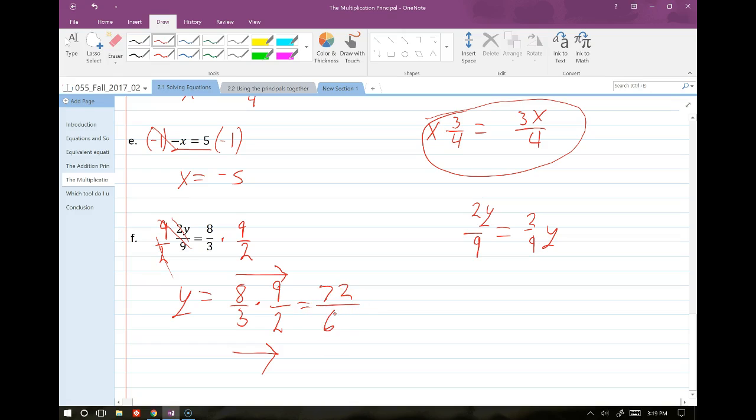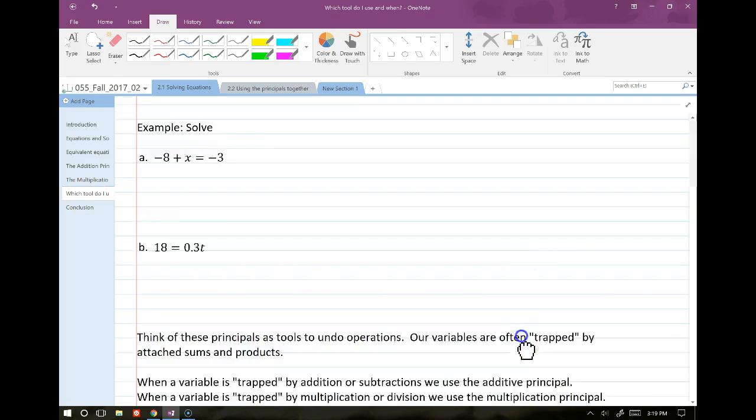Over 6. And yeah, sure, that simplifies, but I don't really feel like doing it. Was it 12? Thank you, Juan. Juan's my human calculator. He's faster than my TI.